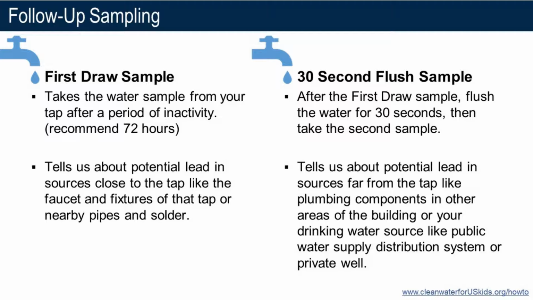30-second flush samples tell us about potential lead in sources far from the tap, like plumbing components in other areas of the building, or drinking water sources, like if you get your water from a public water supply or private well. For example, if the first draw sample has high lead, we might suspect that the lead is coming from the fixtures or something close to the tap, especially if the second sample has lower lead. For more details on how to collect follow-up samples, check out our video on our webpage.